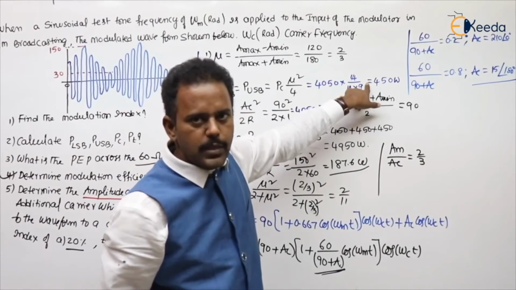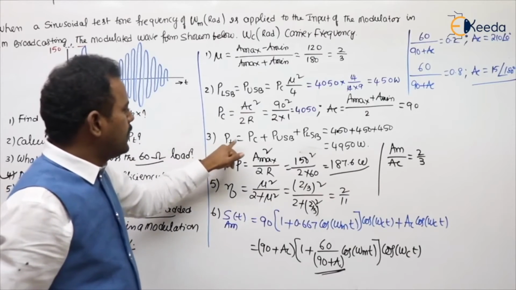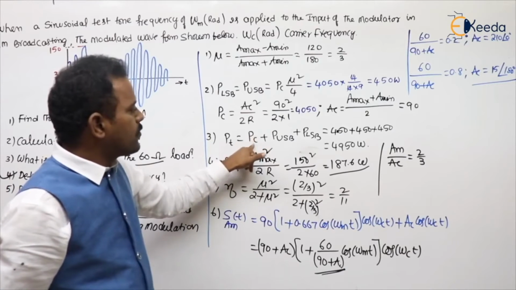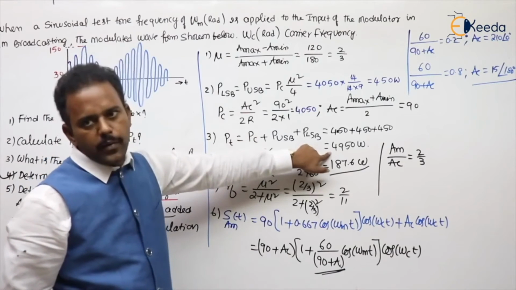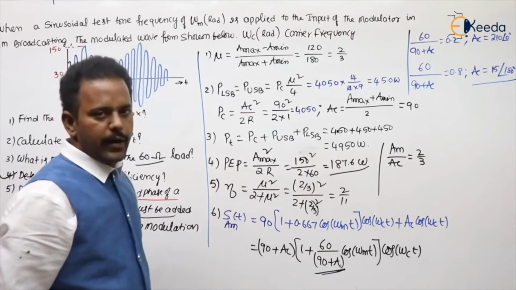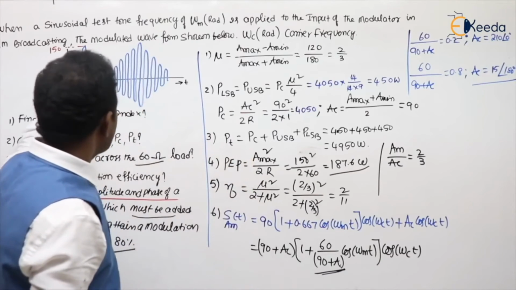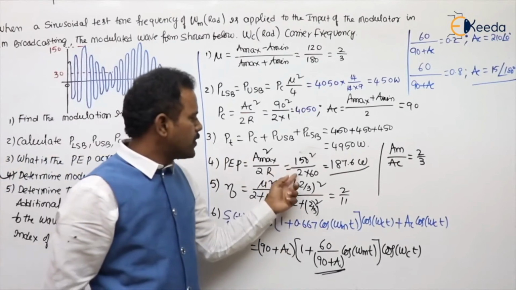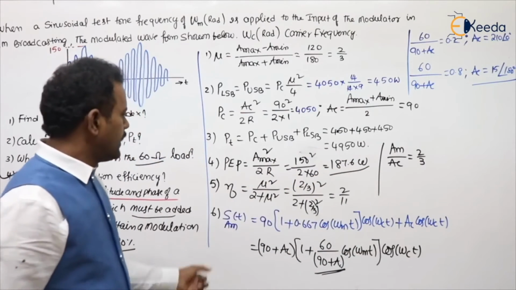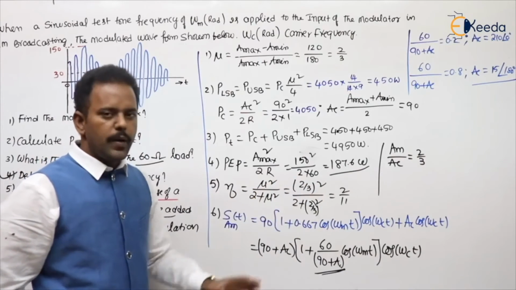USB 450, LSB 450. Next, PT equals PC plus USB plus LSB, 4050 plus 450 plus 450, which is 4950. And he is asking peak envelope power. What is the peak envelope power? A max whole square by 2R. So 150 square by 2 into 100, you will get 187 point something. Next he is asking efficiency: mu square by 2 plus mu square, substitute 2 by 3.